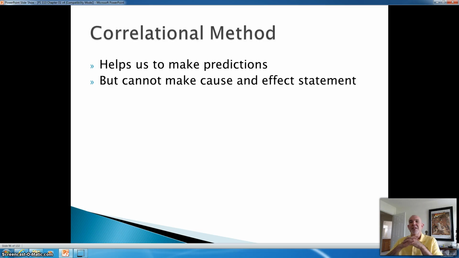While the correlational method allows us to make predictions, it does not allow us to make a cause and effect statement. I've said that before. I cannot overemphasize that point. This is one of the most difficult concepts to grasp in all of psychology, and I know I struggled with it when I was an intro student myself, so don't feel like the Lone Ranger here. We'll keep going over it and over it.